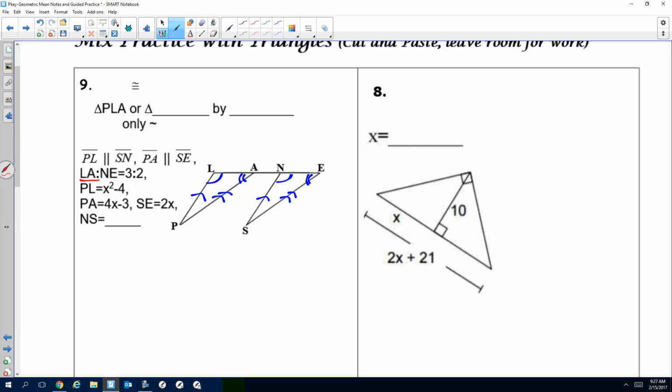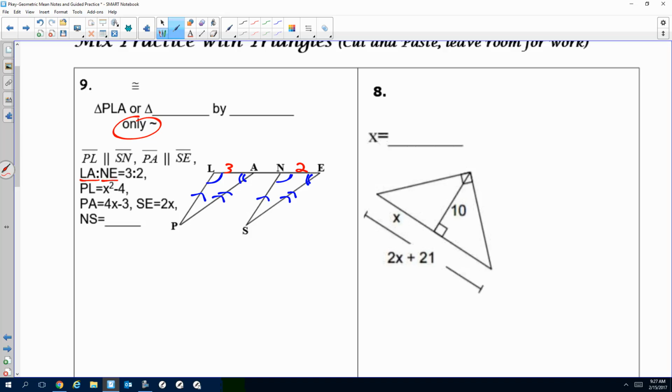All right, so, and then the next given part is they say that LA is to NE, and the ratio is 3 to 2. So I'm going to put 3 between L and A and 2 between N and E. Okay? And then, because I have that ratio, are these triangles going to be congruent or similar? Yeah, they're similar. Okay? It's only similar.